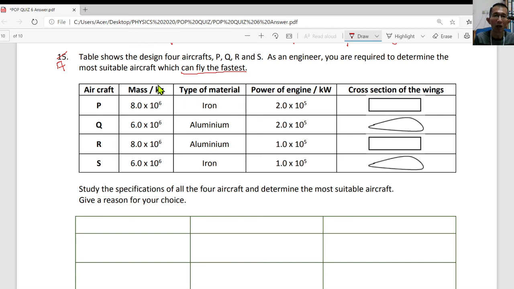So we are given, as usual, four aspects that we need to look into. We have mass, type of materials, power of engine, and cross sections of the wings. Here is the aspect, correct? The first column is the aspect. Next is our selections or our choice, or I can also write here the characteristic that I am looking at. And the last column would be for reason. If you don't want to write reason, you can also write explanation.